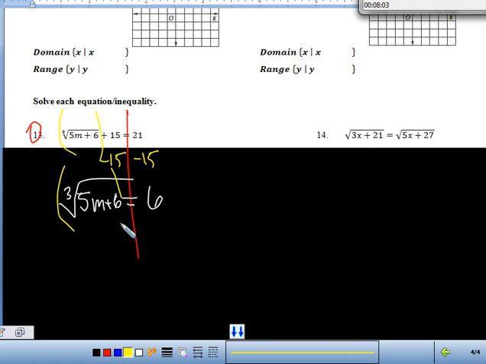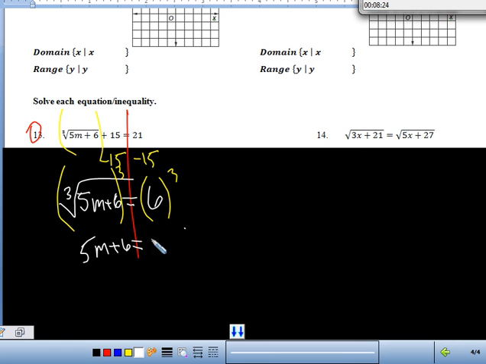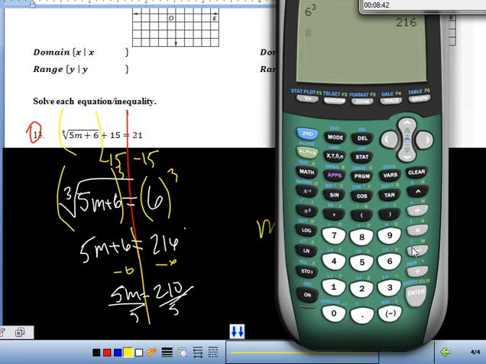Now in order to undo this cube root, I'm going to do essentially the opposite, and I'm going to cube it. In order to maintain the balance of the equality, I need to do it to both sides. And 6 cubed, I believe it's 216. So we'll hit our little caret, we raise it to the 3rd power, and it is 216. And then we finish out like any other equation. I subtract 6 from both sides, and I have 5m equals 210. Divide by 5. And I have my solution. M equals 210 over 5, 42.